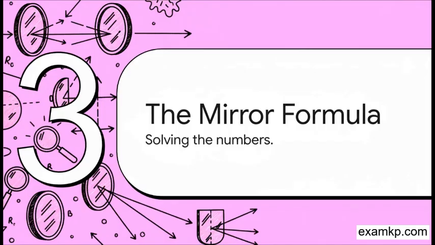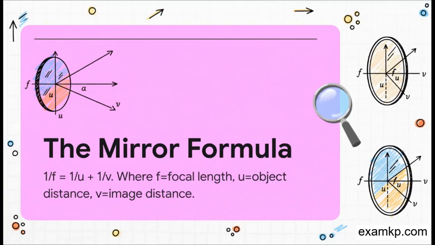Now, I know this is the part where some students start to panic. But I promise you, if you just understand this one formula and one other simple rule, these questions will become the easiest marks you will get in your entire exam. Let's do this. This right here is the famous mirror formula. You must know it by heart. 1 over f equals 1 over u plus 1 over v. F is your focal length, u is the distance of the object from the mirror, and v is the distance of the image from the mirror. It's that simple. Go on, memorize it right now.